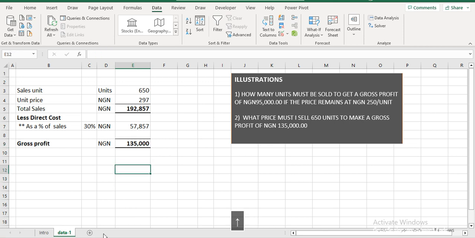This is how the goseek is used. There are a lot of other scenarios you can apply the goseek to without bothering to crack your brain with mathematical equations.